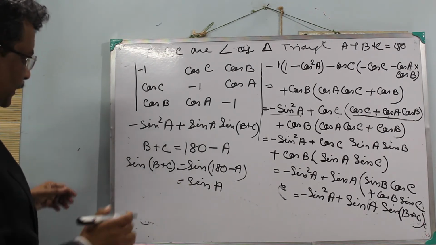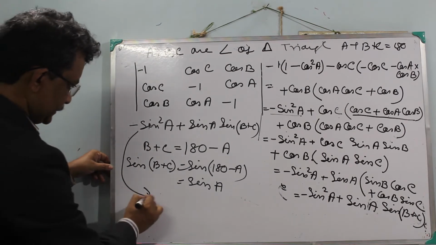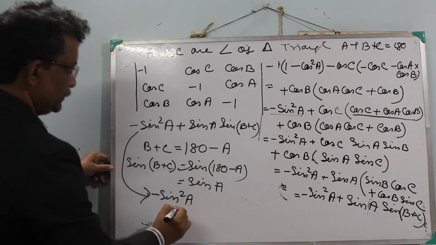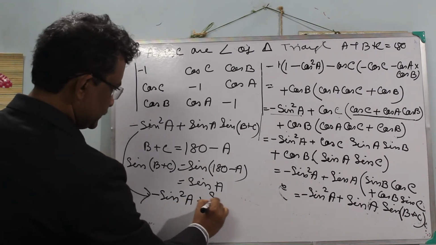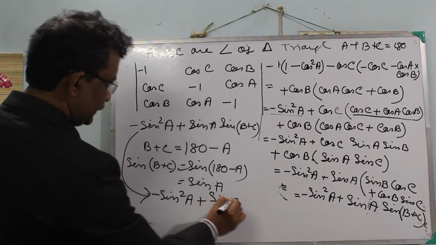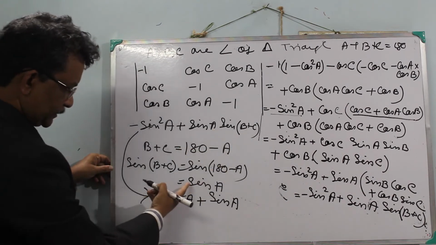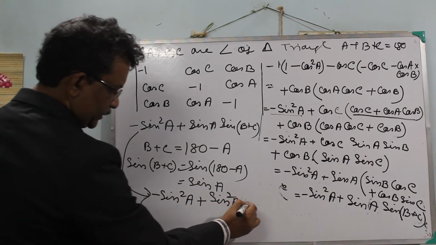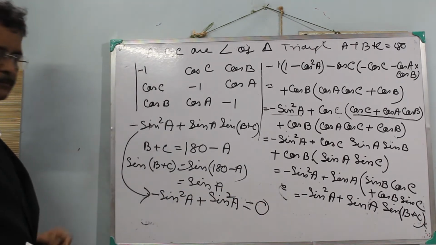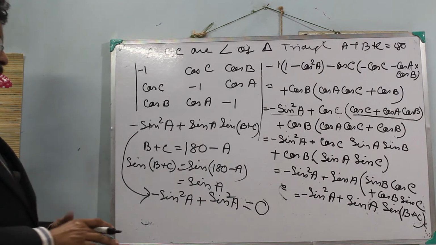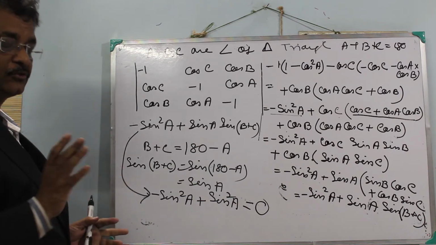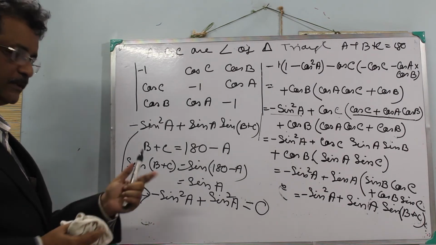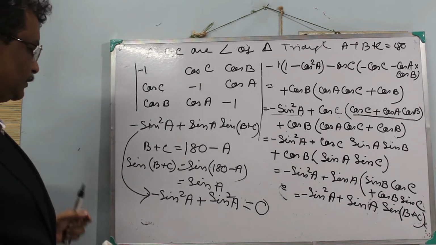So now I can write this: minus sin square A plus sin A, and sin (B plus C) is just sin A, so sin square A. So minus sin square A plus sin square A equals 0. It is the hardest problem and a very lengthy problem. It should not come in the exam, but it is given in the NCERT problem, so I have solved it.